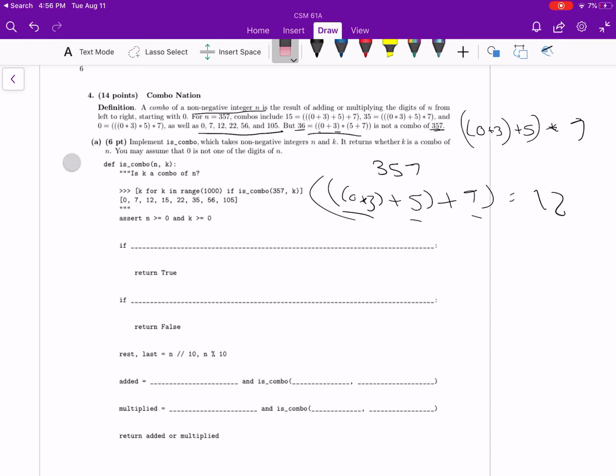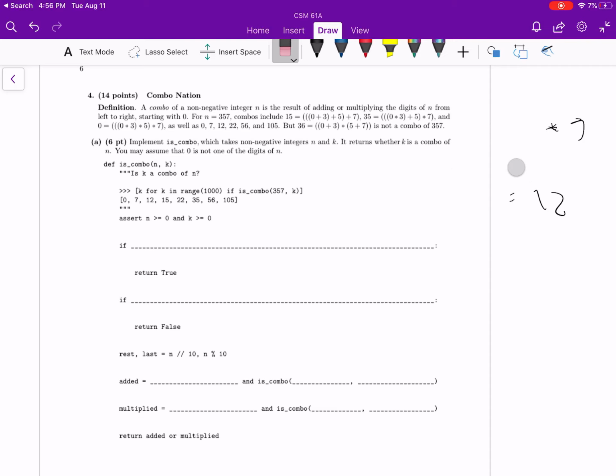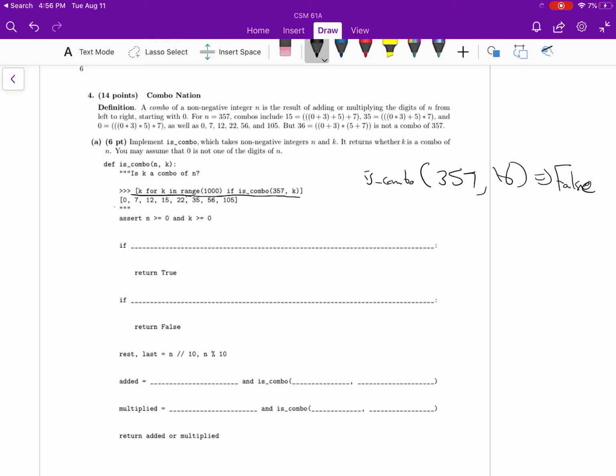Our first question is to implement isCombo, which takes non-negative integers n and k and returns whether k is a combo of n. So for example, isCombo of 357 and 15 should return true. So we're returning a Boolean value here, but 357 and 16 would likely return false. And you can see in the doctest, they basically use a list comprehension to get all the combos that are in the range 1000. So anything from 0 to 999 that is a combo of 357.